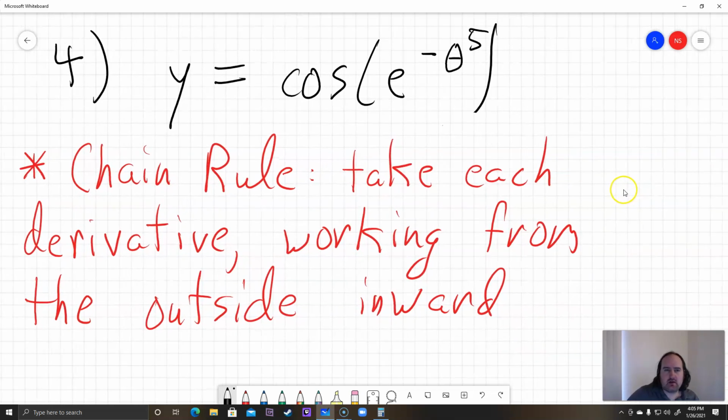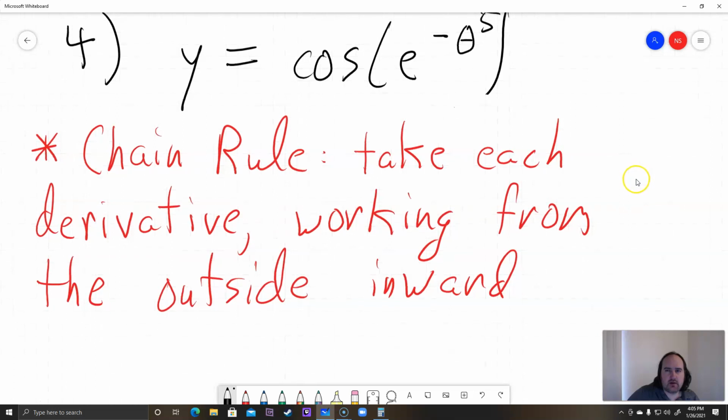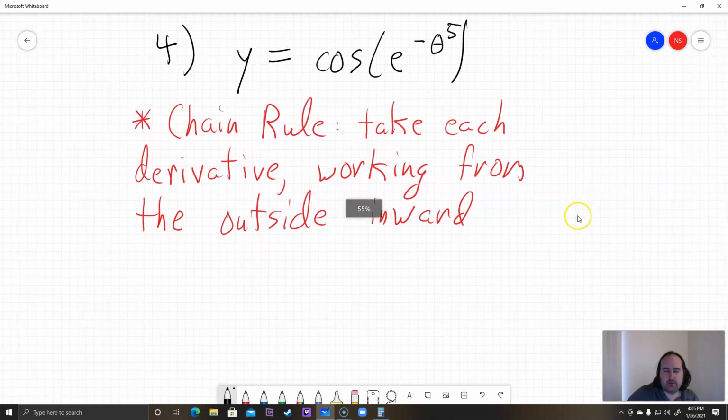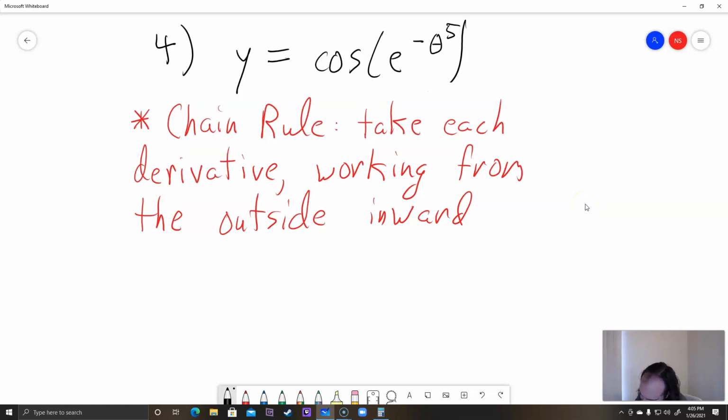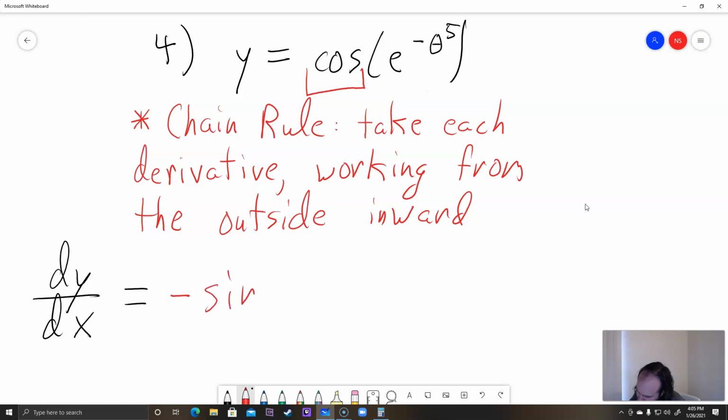So what's this going to look like? Well, we're going to start with, let me zoom out a little bit. Our dy/dx is going to be, for starters, we're going to take the derivative of the outer function. So here the outer function is cosine. From above, you should know that the derivative of cosine is negative sine. So we're going to have negative sine of e to the negative theta to the 5.